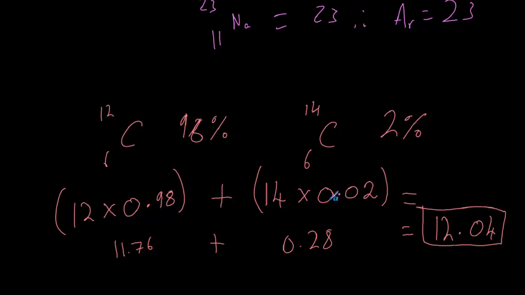You can see because we've factored in the percentages of each one, I haven't just taken an average of 12 and 14, which would give me exactly 13. I've taken the average based on how much of each one I've got. So that means that our answer has turned out just over 12, almost 12, sorry, because almost all of my carbon here is carbon 12.